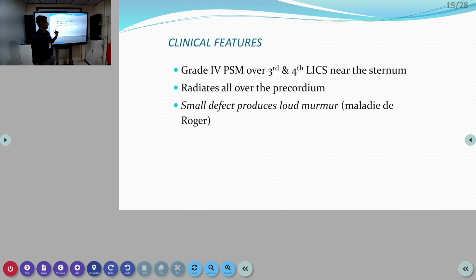Now, the classical feature when you are auscultating the patient is that you will hear a pansystolic murmur over the tricuspid area, that is in the third and fourth left intercostal space near the sternum. Grade 4, because usually in VSD there will be an associated thrill, and usually that murmur can be heard all over the precordium. A small defect produces a very loud murmur that is called Maladie de Roger.